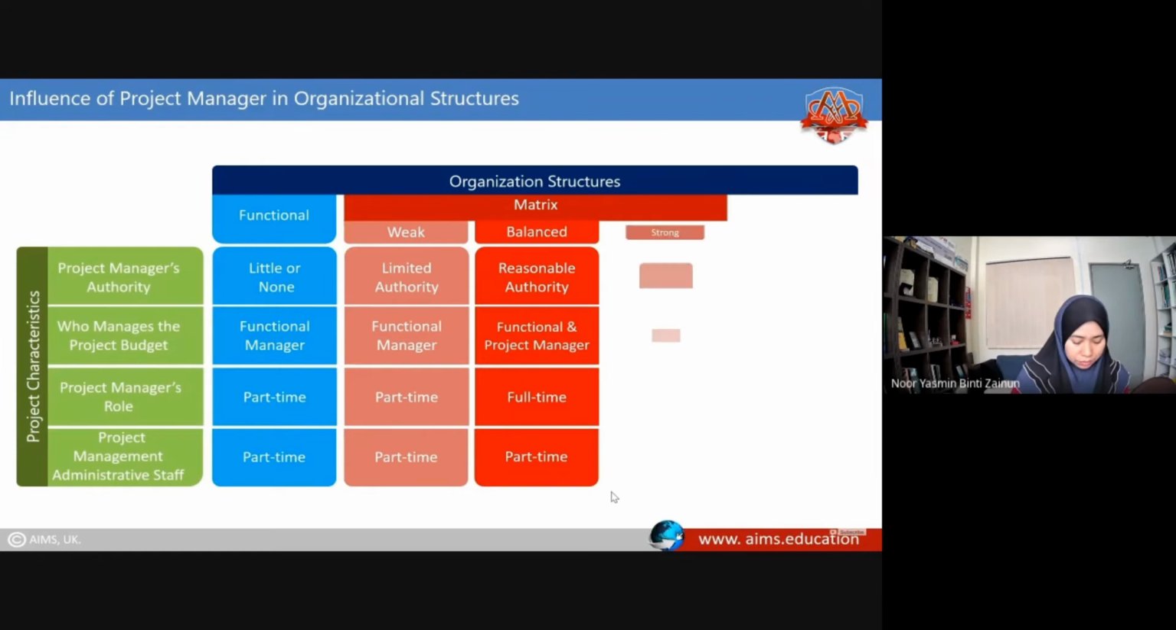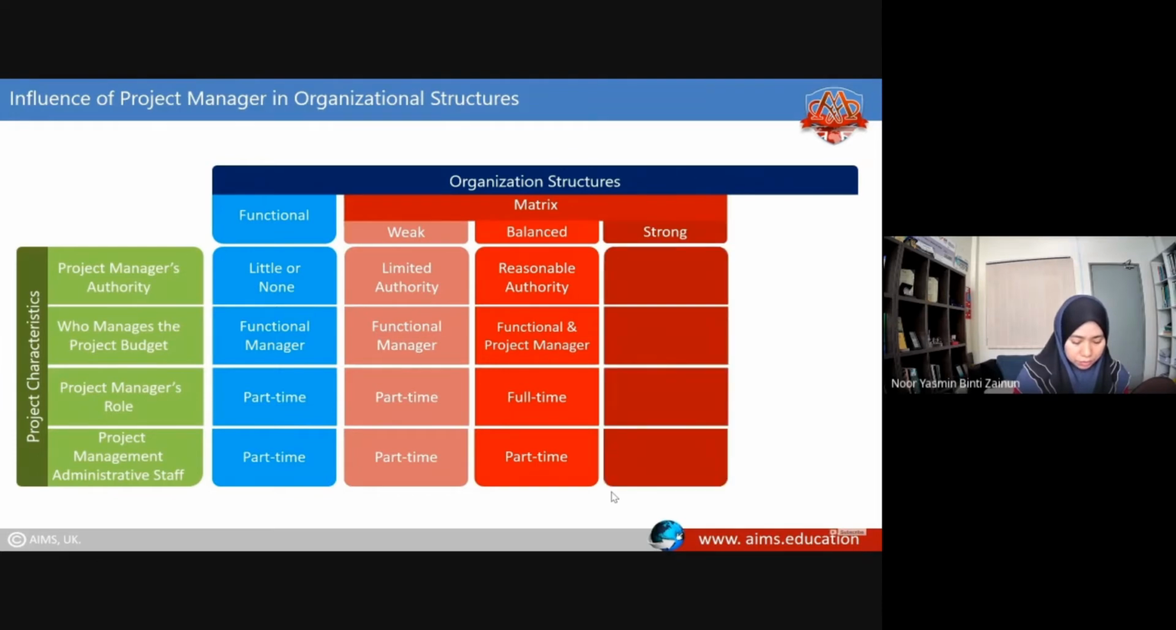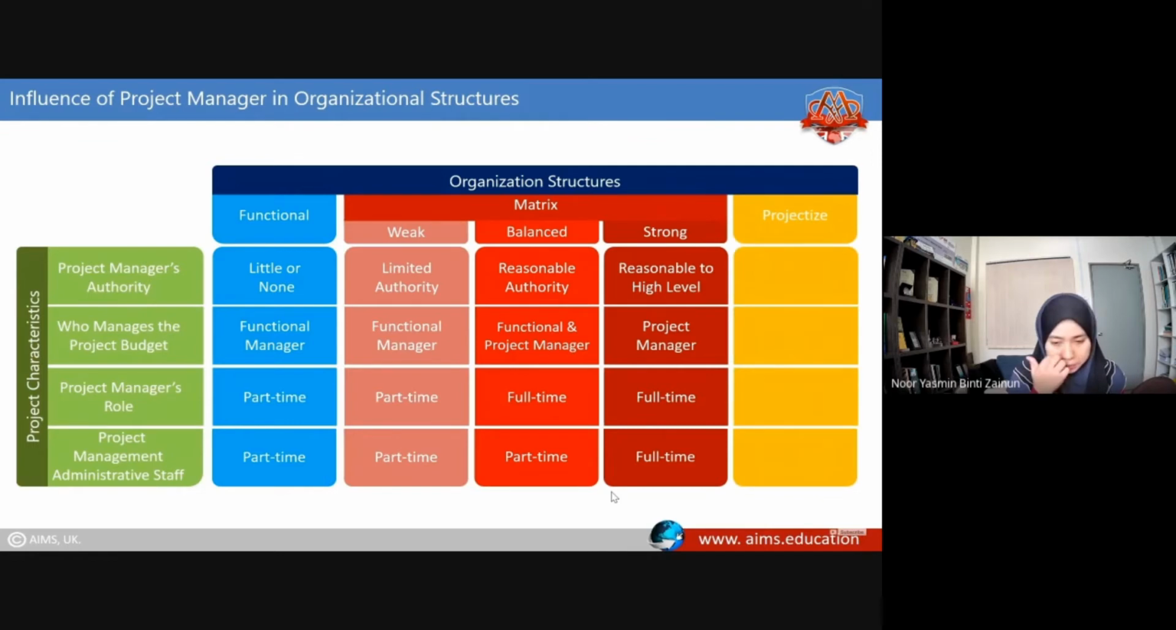In a strong matrix, the project manager has a reasonable to high level of power and manages the project budget. The role of a project manager is full-time, with a full-time administrative staff to help expedite the project. In a projectized organization structure, the project manager holds the highest authority and manages the project budget. The project is managed by a full-time project manager and administrative staff.